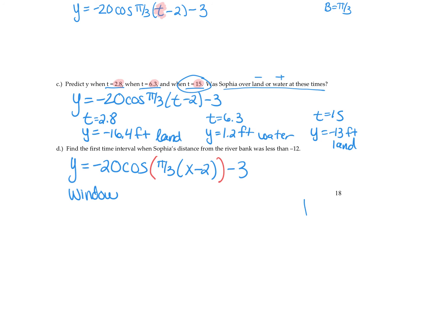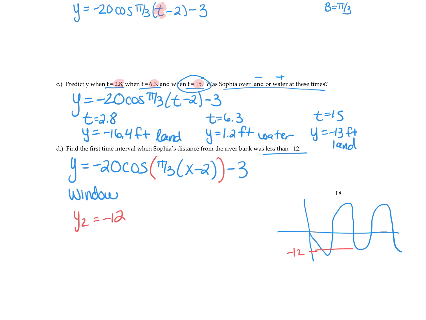When we do that, you should see your graph like this. We're trying to find out when it's less than negative 12, so you plug negative 12 into Y2. Then you're going to find that first interval, from here to here, where it's less than negative 12. You use your intersection tool to find the point here and the point here. When you do that, you'll get 0.946 for that first X value, and 3.054 for that second value. So that would be the interval where it is first below, or less than, negative 12.